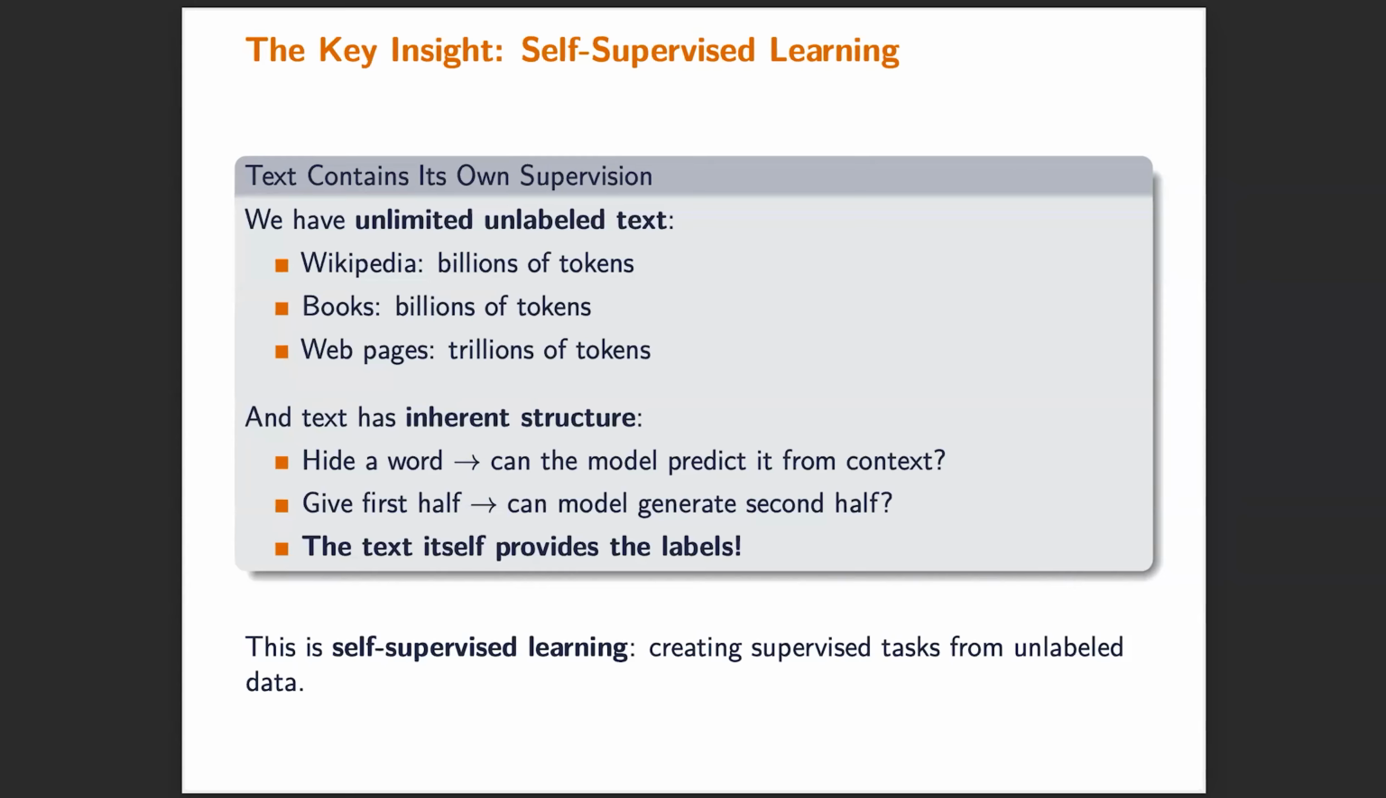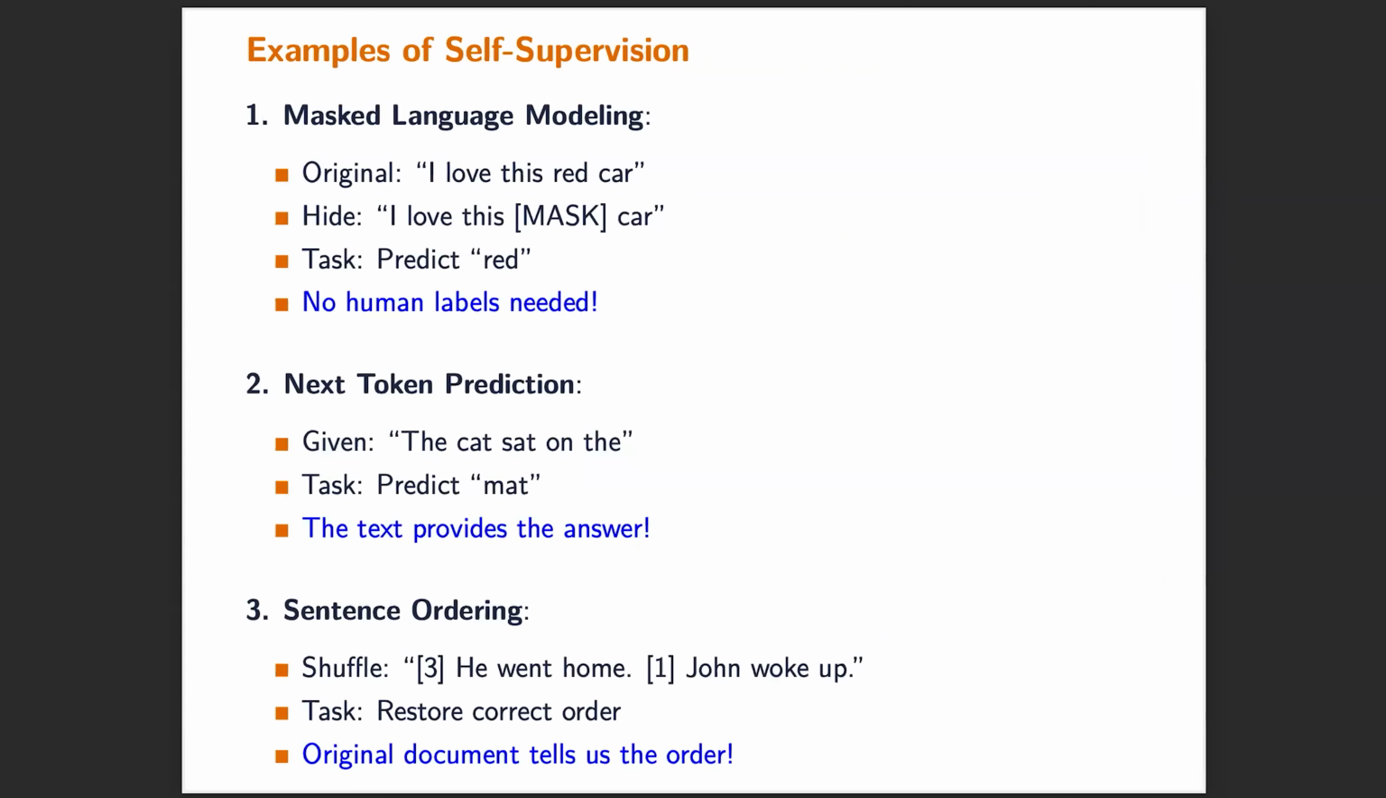This is known as self-supervised learning, where the model creates supervised tasks for itself from this unlabeled data. So, for example, let's say we have a sentence like, I love this red car, and then we can mask a word here, red, for example, and make up a task to predict that token. So the model can do the entire steps. No human label is needed.